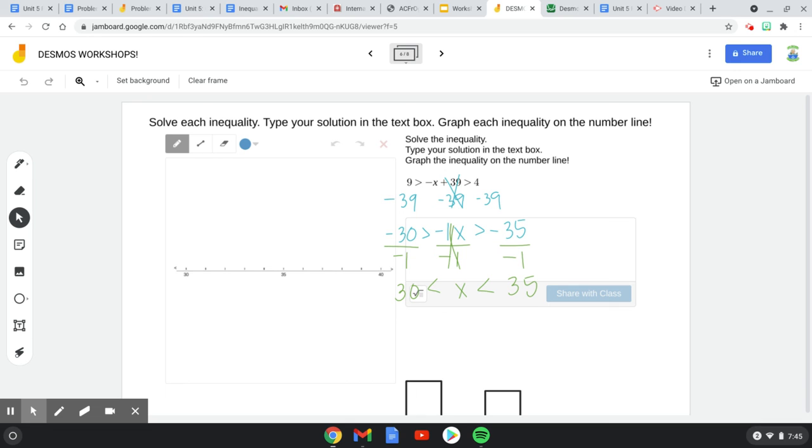I want to graph this. Well, before we graph, pause the video. Make sure your notes look like my screen. When I'm graphing, I'm going to use open circles. Since I've got this less than sign, it's not less than or equal to, so I know I have to use an open circle. I drew a circle over 30, over 35, and now I just need to connect these. And that's our solution to this inequality.